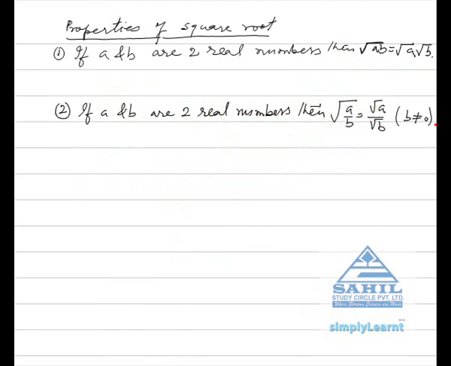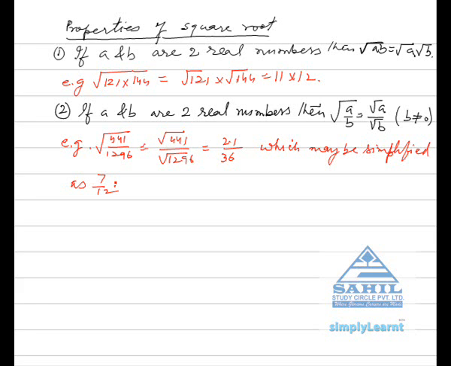Properties of square root. Number 1, if a and b are two real numbers, then the square root of ab is equal to the square root of a into the square root of b, when neither of them is 0. For example, the square root of 121 into 144 is the square root of 121 into the square root of 144, which is equal to 11 into 12. Number 2, if a and b are two real numbers, then the square root of a divided by b is equal to the square root of a divided by the square root of b, when b is not 0.